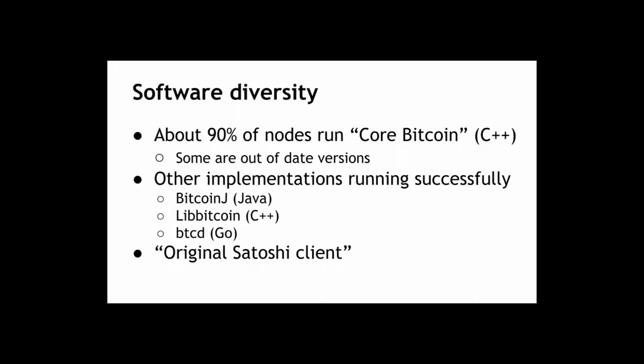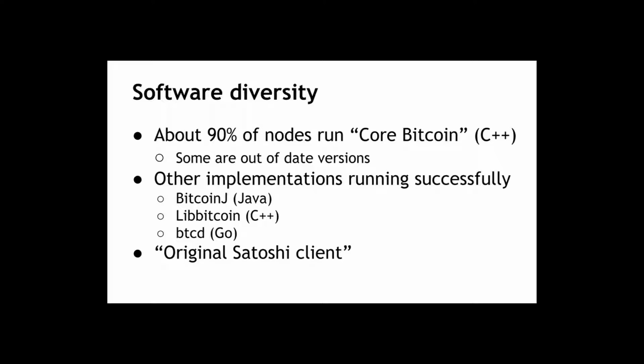So how many different implementations are out there? Since this is an open protocol, ideally what we would want is that there are a bunch of different implementations that are all interacting with each other seamlessly, and that way if there's a bad bug in one, the entire network is not likely to crash at once. So the good news is that the protocol has been successfully re-implemented. There are a couple of different implementations out there. There are implementations in Java, in C++, in Go, and people are working on quite a few others.